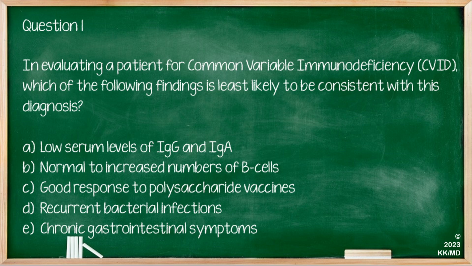So the answer which is the least likely finding in a person with CVID would be option C, a good response to polysaccharide vaccines. You will remember that this is actually one way that we test for presence of the condition, by looking for a response to past immunizations, which may well be weak in these patients. All the other options may be seen in a person with CVID.